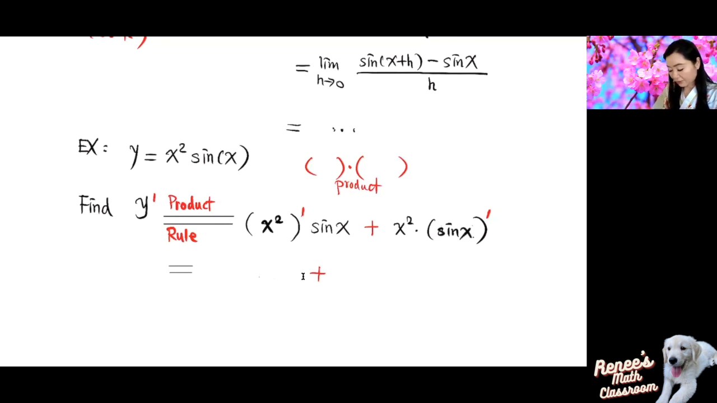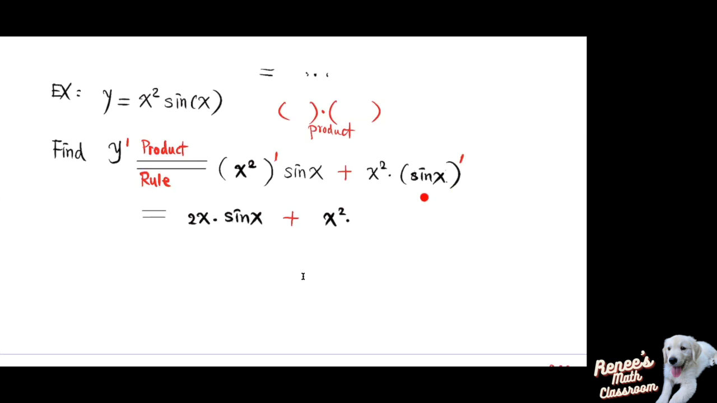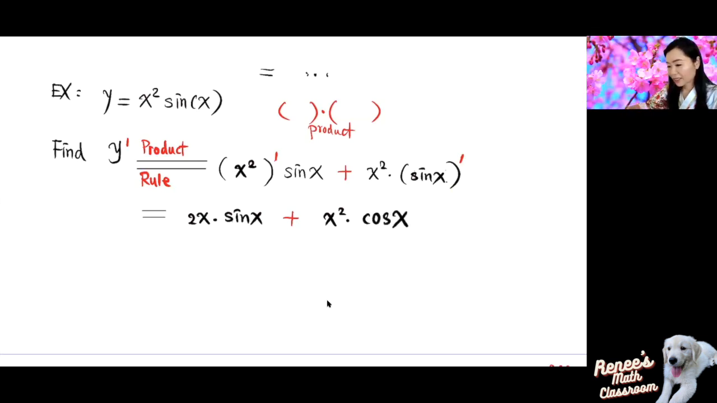Differentiating x squared, we get 2x, times this sine x, and then adding x squared times, what's the derivative of sine x? We just discovered. What's the derivative of sine x? Cosine x, right? So times cosine x, and now we are done.